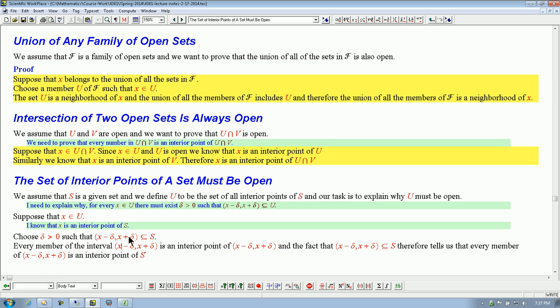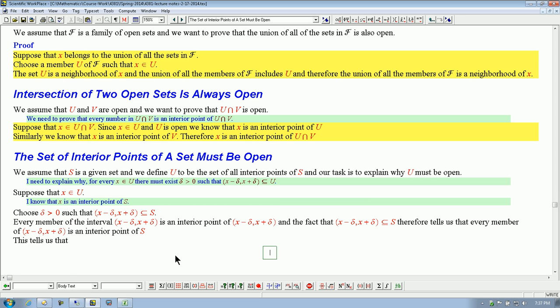And S includes that interval. How did we choose delta? This interval is a subset of S. So therefore S is also a neighborhood of that Charlie. See? Every number in that interval is an interior point of the interval, and therefore jolly well is an interior point of the bigger set S. This tells us that this interval is included in U. Every member of that interval is an interior point of S.